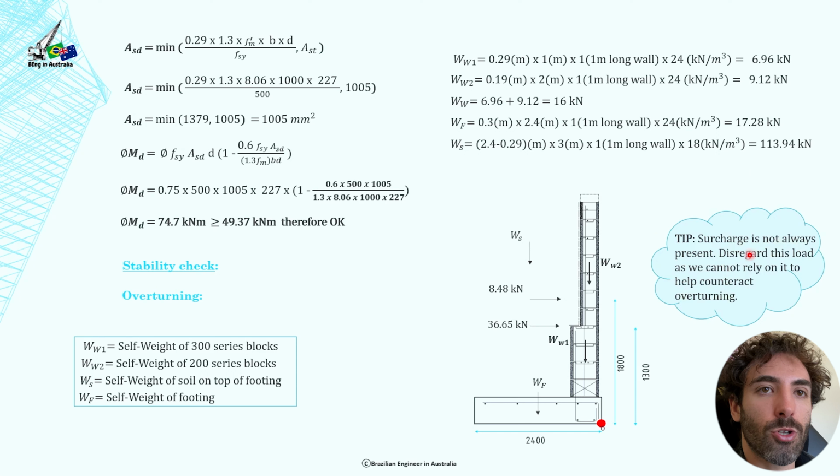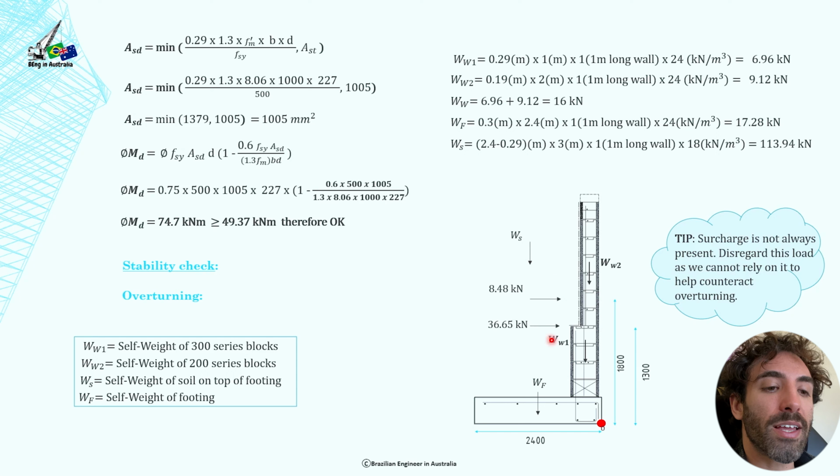And we've got another tip here. The surcharge is not always present. We're going to disregard this load, as we cannot rely on it to help counteract overturning. So pretty much we have a surcharge here, but we're not going to use that to help us prevent overturning, because we know that surcharge might not always be there. So we don't want to rely on that force in our calculations.